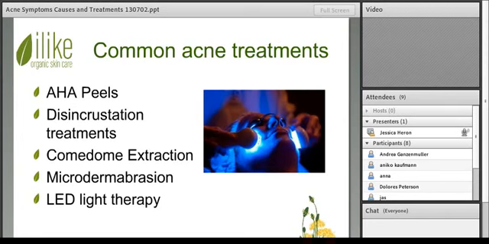Commonly, the blue light is what is used in acne treatments to really aid in cutting bacteria and helping to improve the acne conditions, and also help to improve after, post-acne when there's scarring.